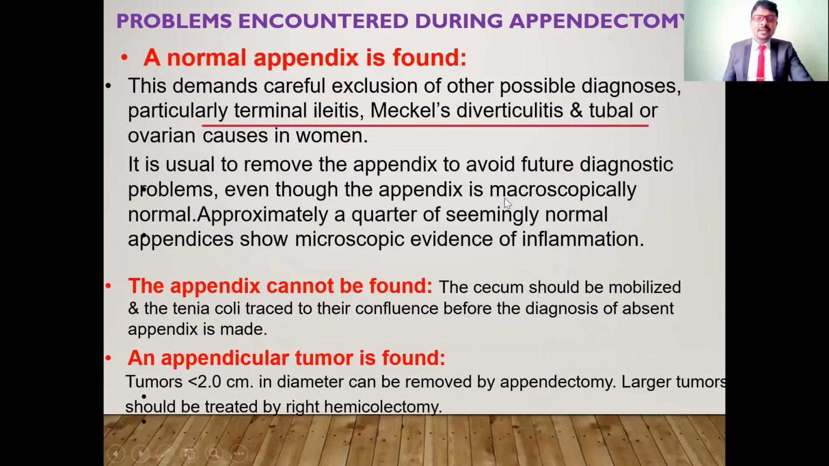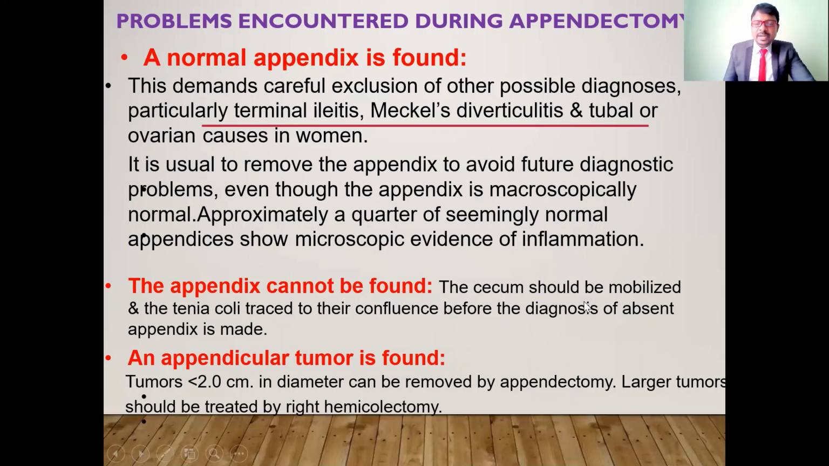Even though the appendix is macroscopically normal, approximately a quarter of the seemingly normal appendices show microscopic evidence of inflammation. But after entering the abdomen, sometimes we won't see inflammation, and there is a chance to find a normal appendix. So in those conditions also, surgeons are going to remove the appendix. And also sometimes the appendix cannot be found.